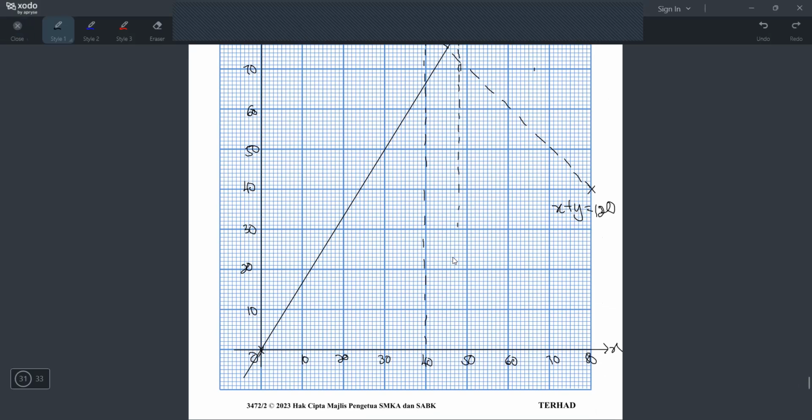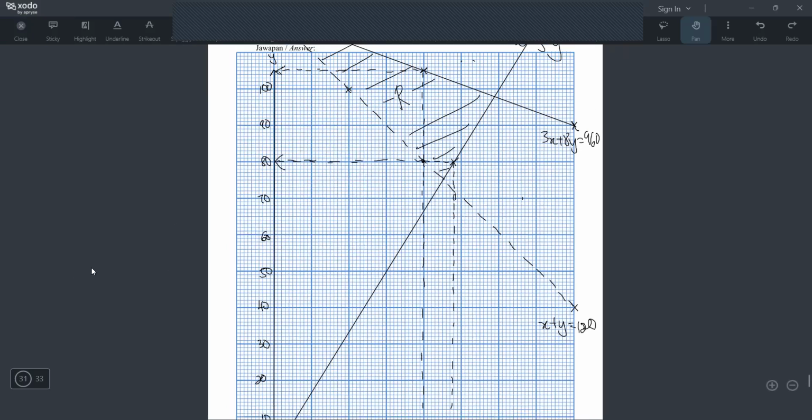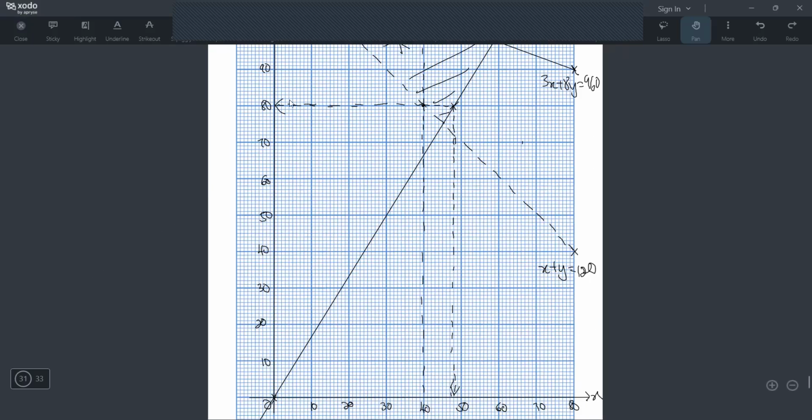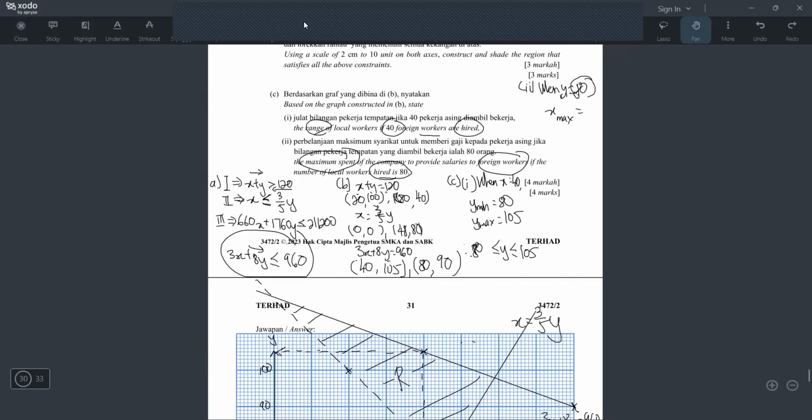Okay, just keep going. So this is your x maximum, which is 48, right? Okay, 48. So I repeat one more time. When y equals 80, I'm finding the x maximum. That's why I never stop here. I keep going until the last contact point of the shaded region, and only then I draw down. So that's the x maximum, 48. And now I can find the maximum spending on salary.